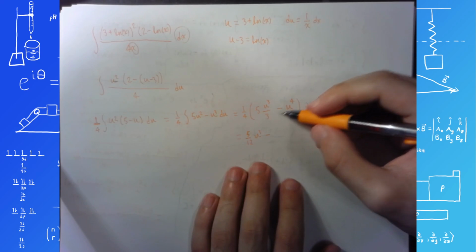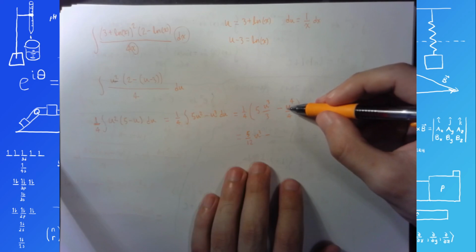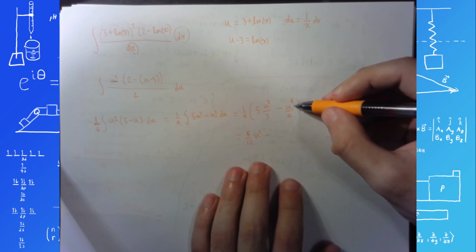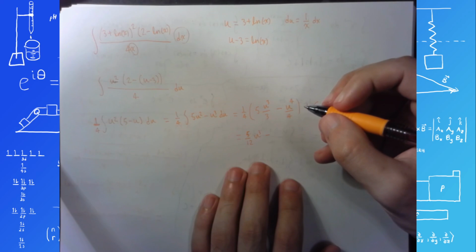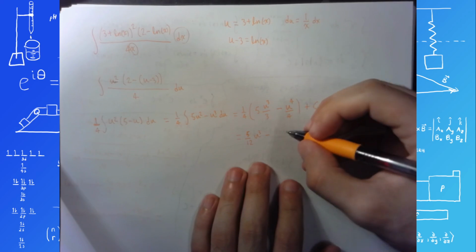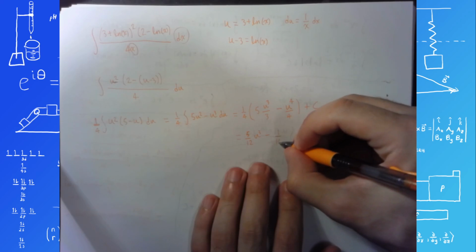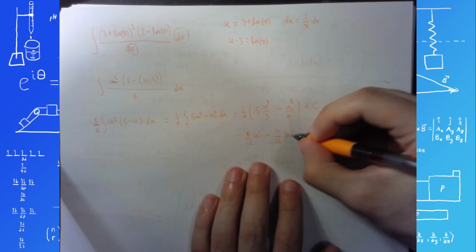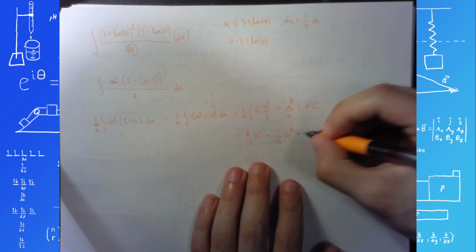And then, where were we? 1/4, and then distribute to the negative u to the 4th over 4. That's going to be negative u to the 4th over 16. 1/16 u to the 4th plus c.